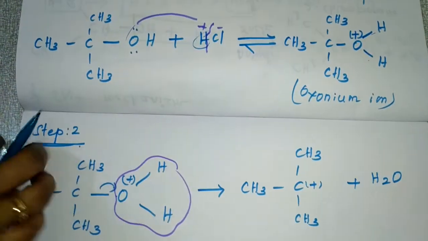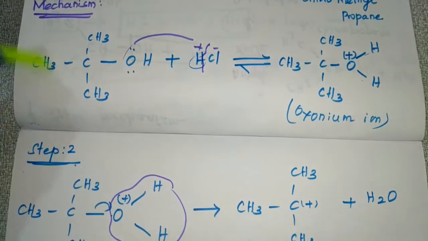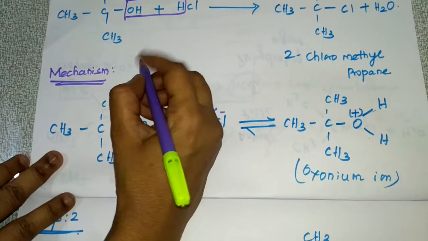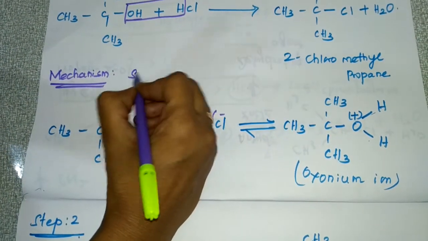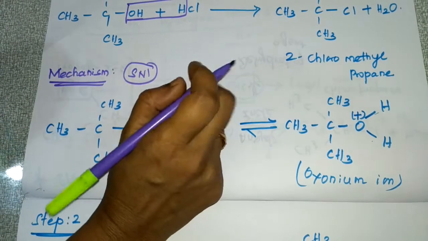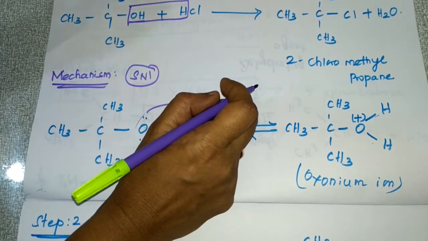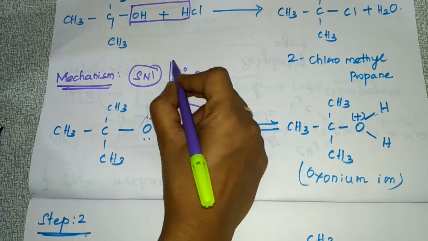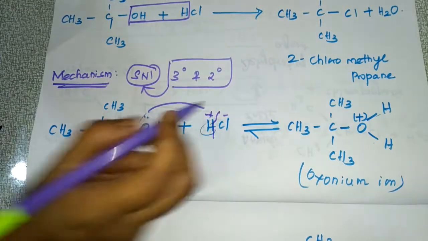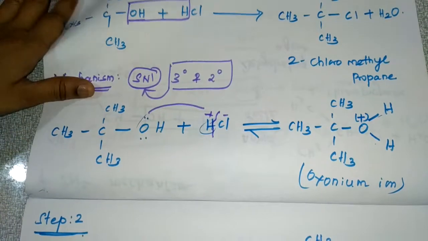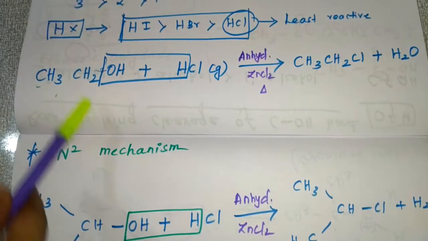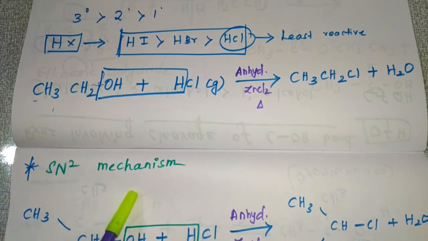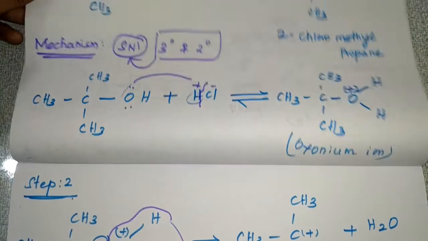So what type of mechanism is this one? I had given step 1 and step 2, so definitely, what type of mechanism is this? This one is the SN1 mechanism. Usually for tertiary and secondary alcohol, it will go with this SN1 mechanism, and for primary alcohol that will be SN2 mechanism. So this is the reaction with hydrogen halide.